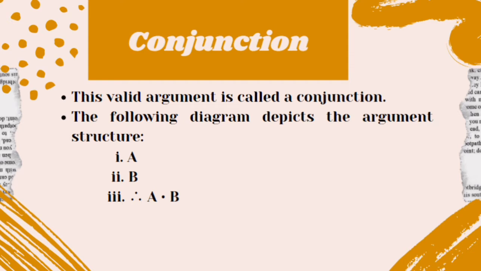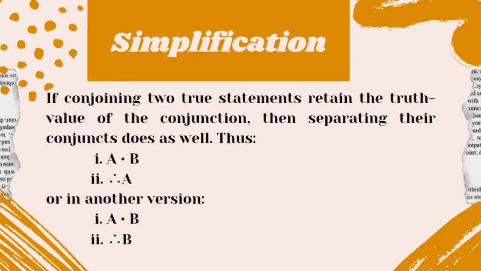The following diagram depicts the argument structure. Premise 1. Amphibians are animals. Premise 2. Birds have feathers. Conclusion. Amphibians are animals and birds have feathers.